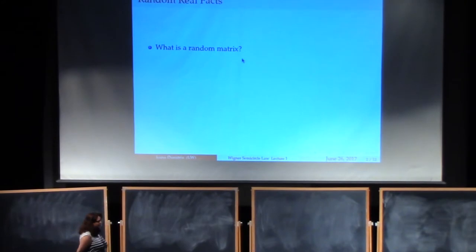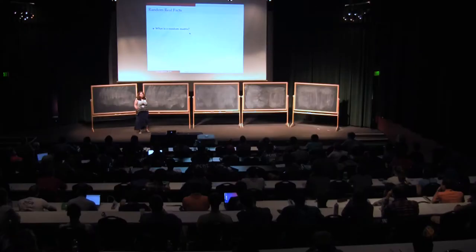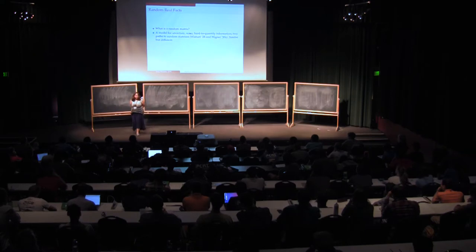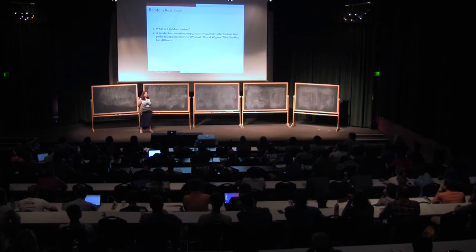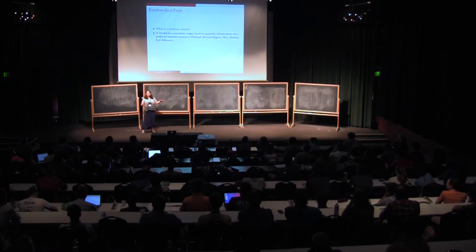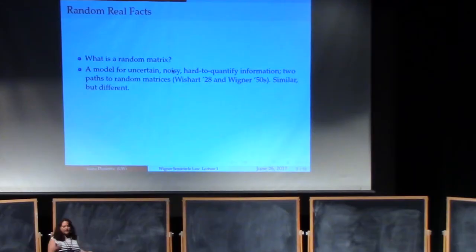A random matrix, by and large, can be thought of as a model, an object that can be used to model things. In general, you want to model uncertain, noisy, hard to quantify information. For example, random matrices have arisen as sample covariance matrices in statistics. They have important roles to play in signal processing and information theory, quantifying noise. They can serve as testers for algorithms in numerical linear algebra. What does it mean for an algorithm to work well on a typical case? Well, let me take a random matrix and see how it performs on it. And on and on.